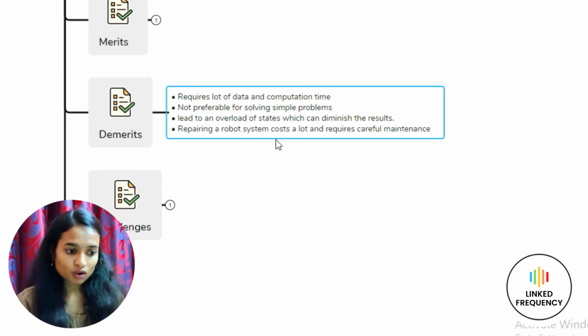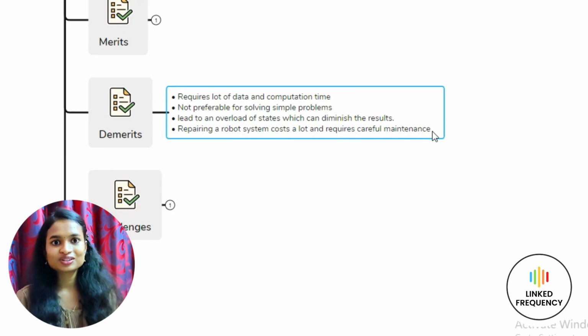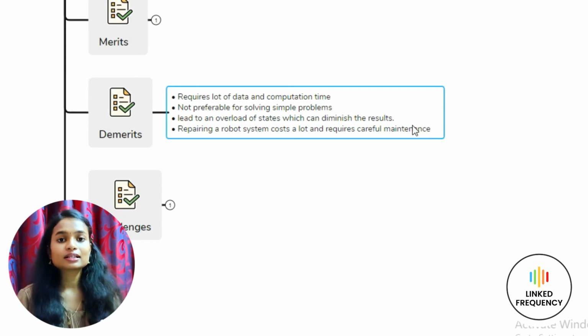Preparing a robot costs a lot and requires careful maintenance. Since the agent can be anything, a moving robot or any system, there would be wear and tear of parts in that robot, so you have to have some maintenance for it. Whenever maintenance is involved, there is a cost also, and since these are high-end machines, the cost involved is similarly on the higher side. These were all the demerits which I could foresee by using this approach.